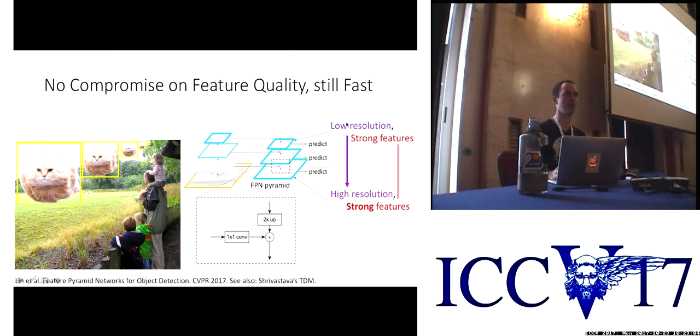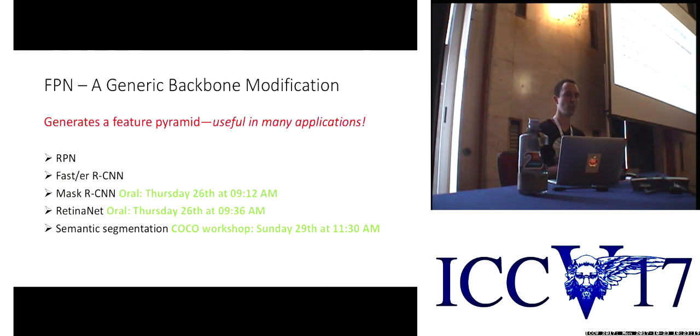So this has the advantage of propagating the strong features from the low resolution down to the high resolution features while combining them in a way which is able to maintain strong features at a high resolution. And I just want to mention that this idea of using a feature pyramid network is a fairly generic modification to the backbone architecture that's being used. So we've found that it's useful in a variety of applications.